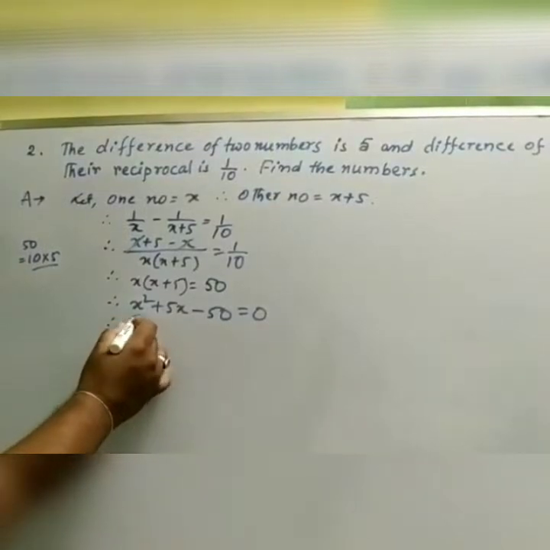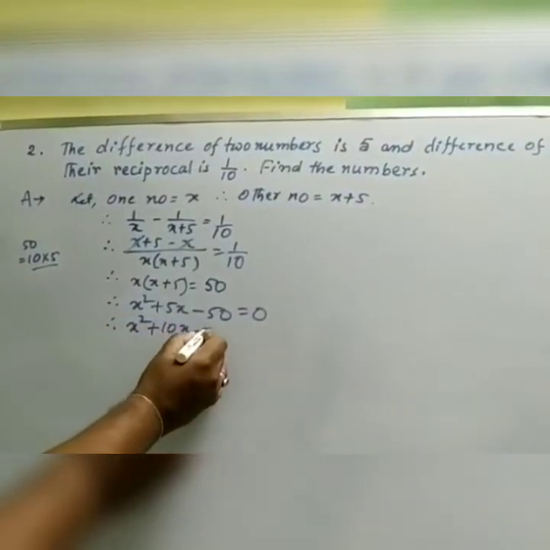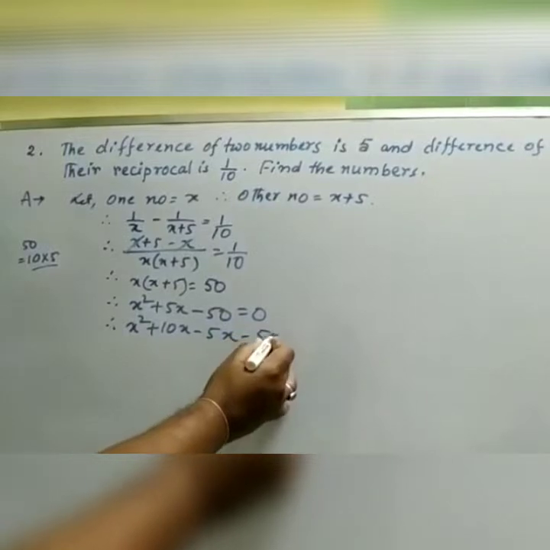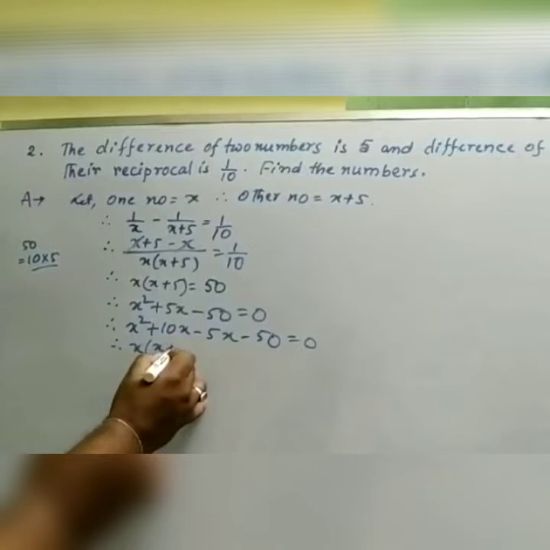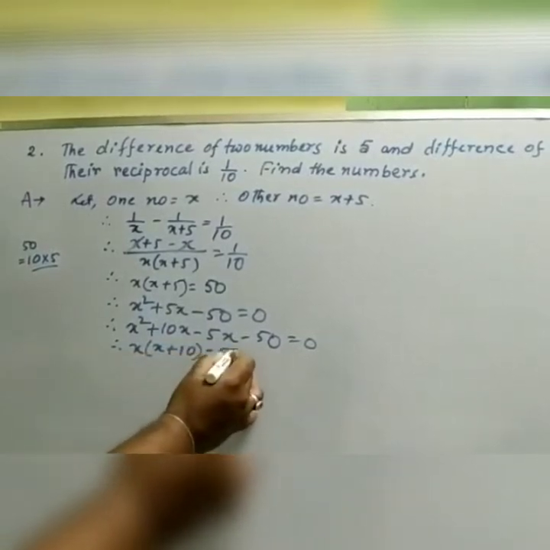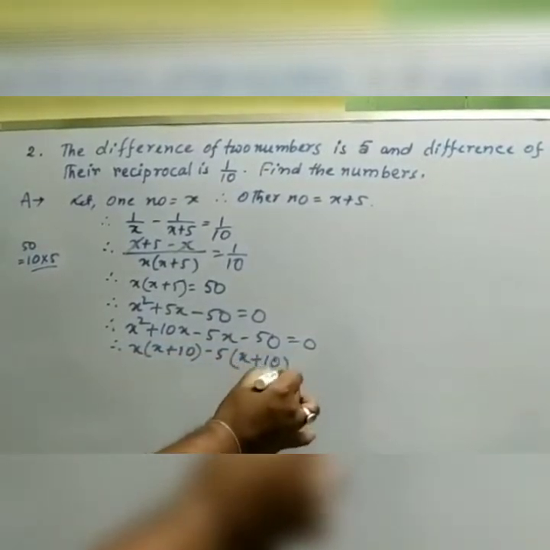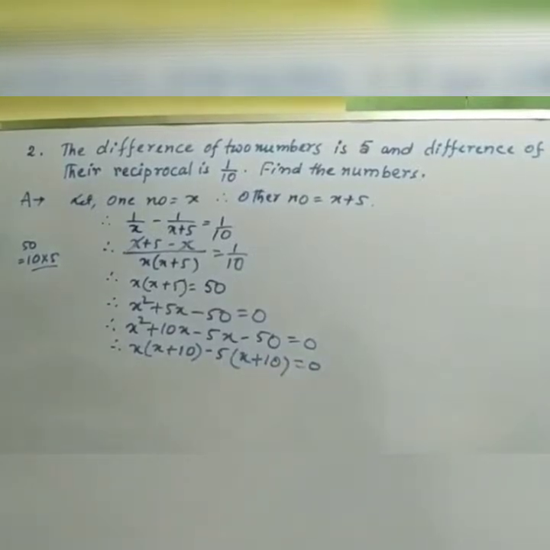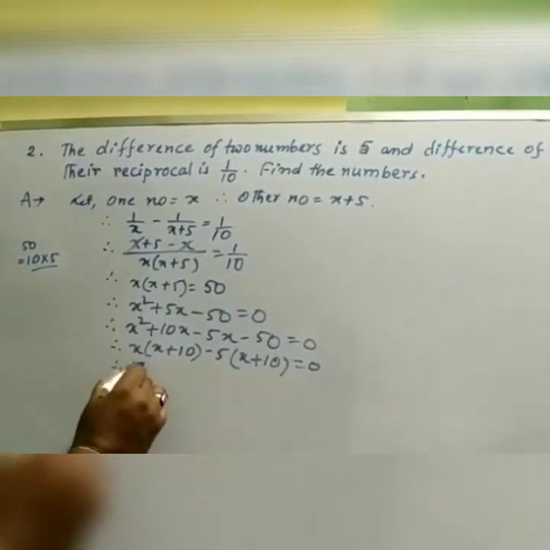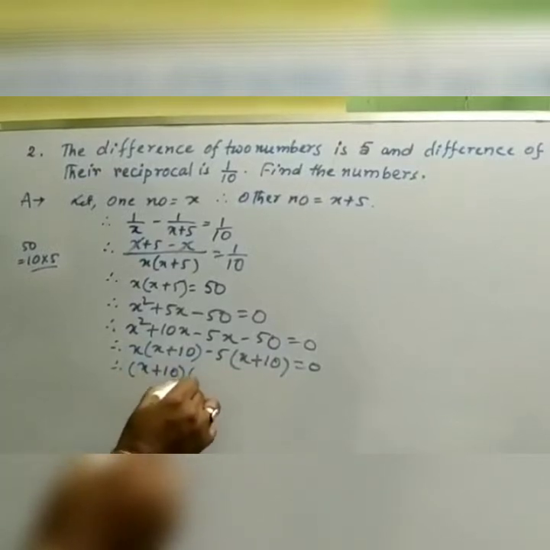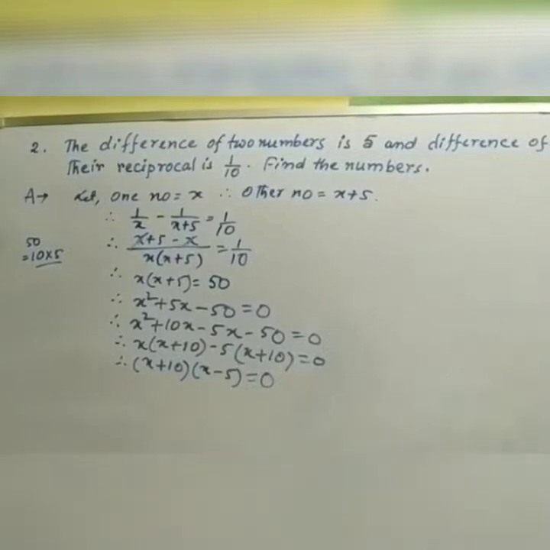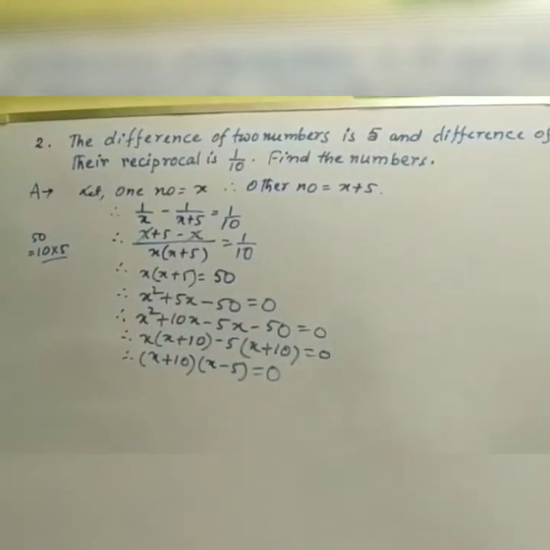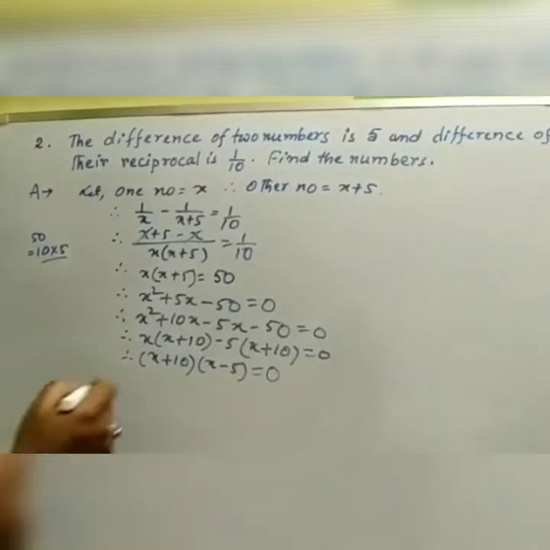Therefore x square plus 10x minus 5x minus 50 equals 0. Therefore, by taking the common, x into x plus 10, minus 5 into x plus 10 equals 0. Okay, so we will take the common of x plus 10, and you are left with x minus 5 equals 0. So we got x plus 10 into x minus 5 equals 0. Now we will take each term equal to 0.